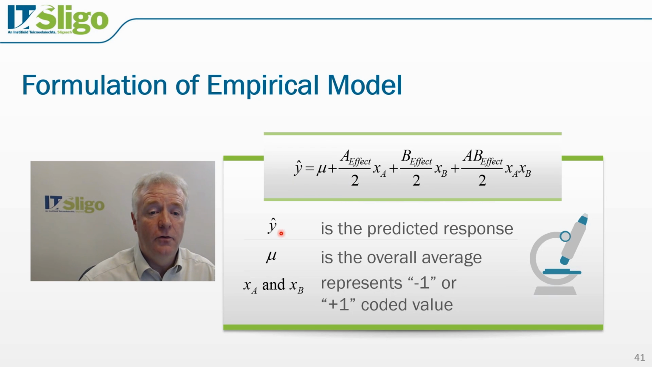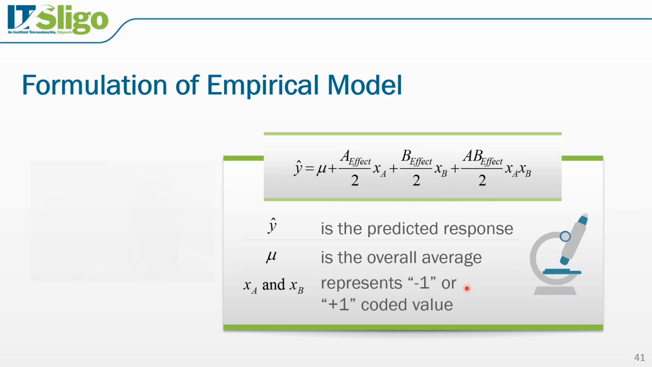Y hat is the predicted response, or predicted output. In the case of the Catapult or Statapult, it's the predicted distance. Mu refers to the overall average of the 4 experiments that we conducted. And we see in the equation the A effect, B effect, and the AB interaction effect. The XA, XB refers to the coded levels of -1 and +1.